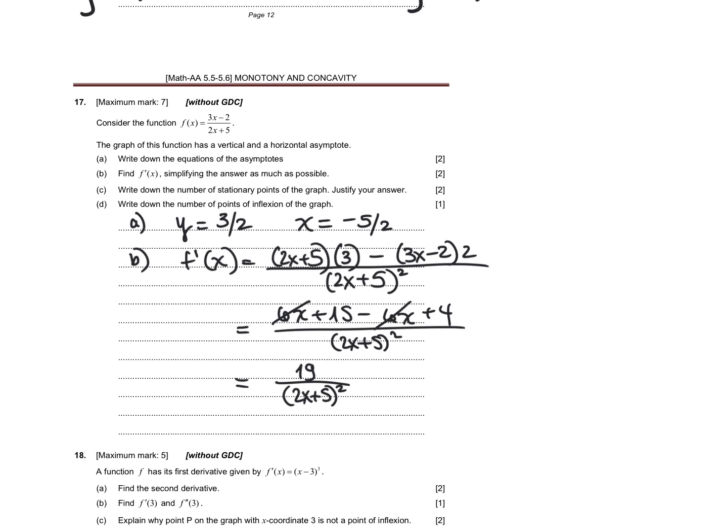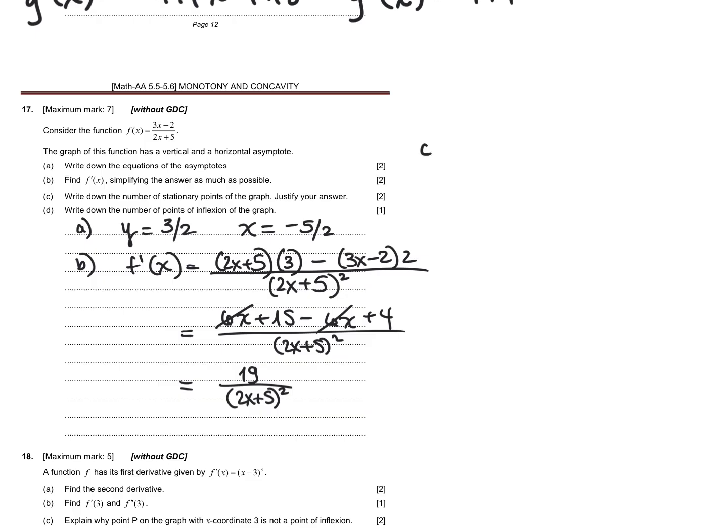Okay, so now C, write down the number of stationary points on this graph. So if that's the derivative, we would set that equal to 0. And when you cross multiply, 19 doesn't equal 0, so there are 0 stationary points.